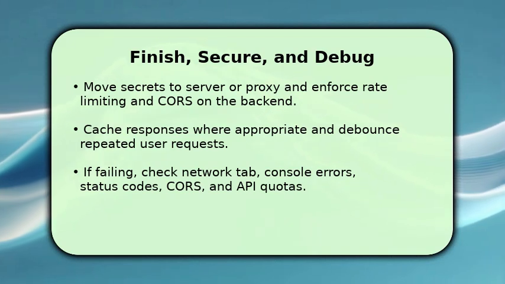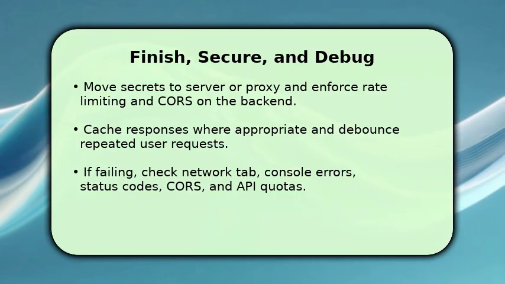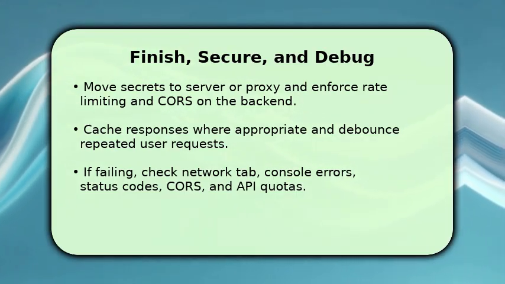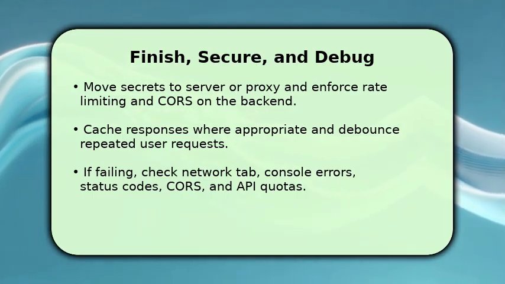Shift API keys to a backend endpoint or proxy and validate inputs server-side. This prevents exposing secrets. Add client-side caching, debouncing for rapid input, and retries with backoff for transient errors.